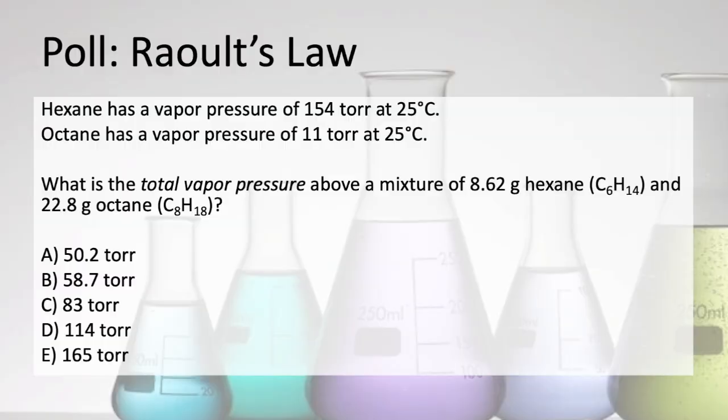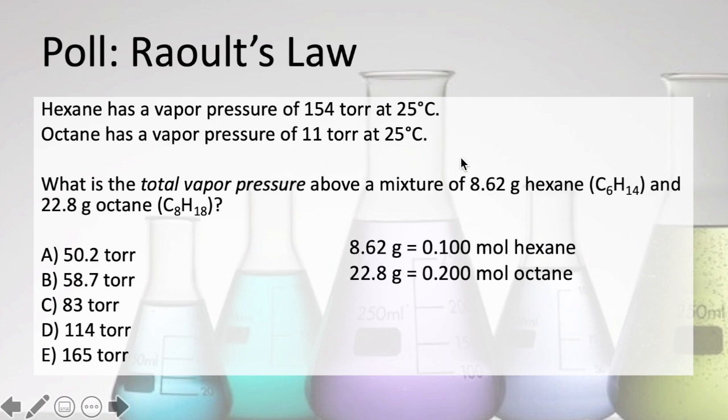So we can go ahead and talk through this problem. This is a mixture of hexane and octane mixed together. So we have 8.62 grams of hexane and 22.8 grams of octane. And we have the vapor pressures of the pure liquids up at the top. So first thing, we want to turn the grams that we have into moles because we need the mole fraction of each. And for hexane, we get 0.1 moles, and for octane, we get 0.2 moles.